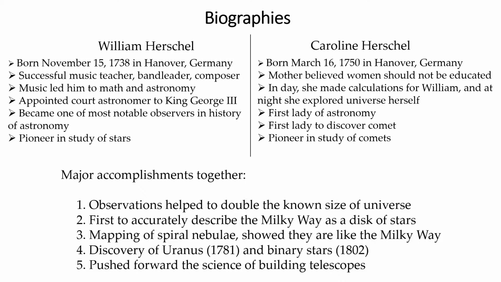Their major joint accomplishments include observations that helped double the known size of the universe. They were the first to accurately describe the Milky Way as a disk of stars. They mapped the spiral nebulae, showing that many of them are like the Milky Way. They discovered Uranus in 1781, the first planet to be discovered since antiquity, and they discovered binary stars, stars that were held together by mutual gravity, in 1802.